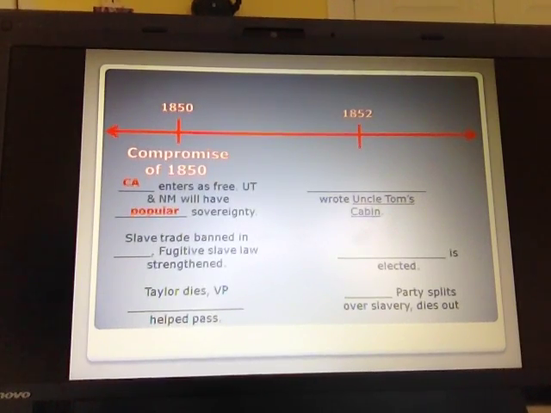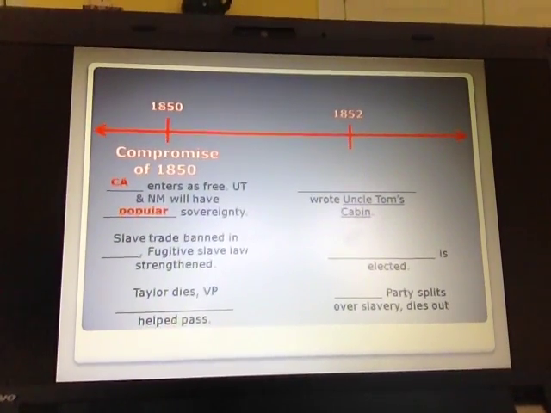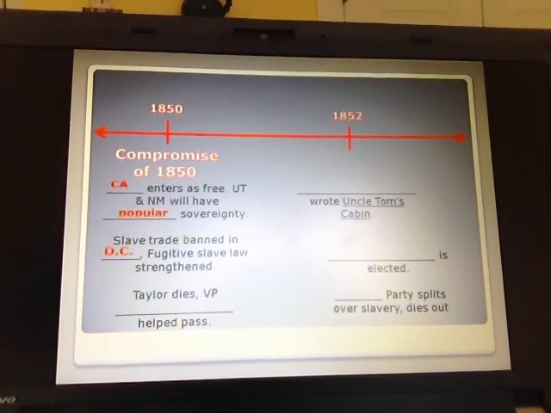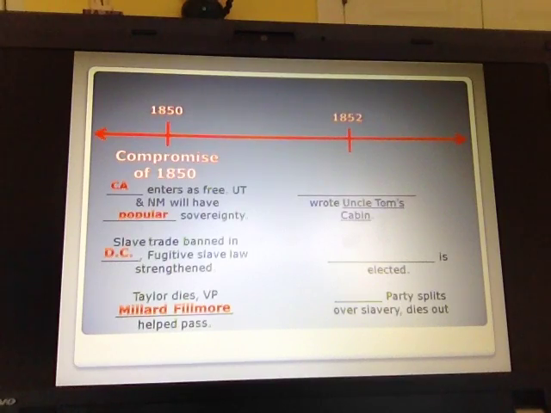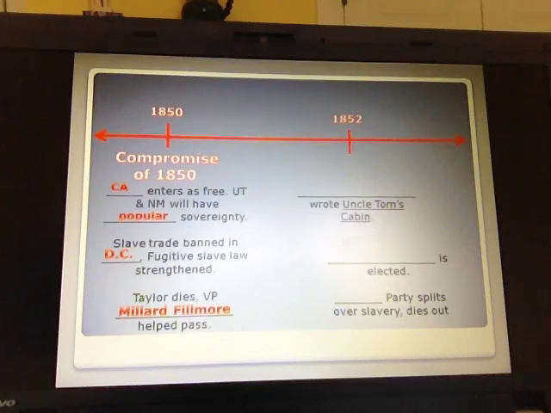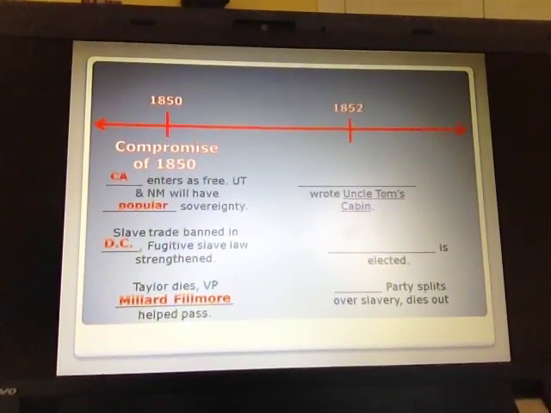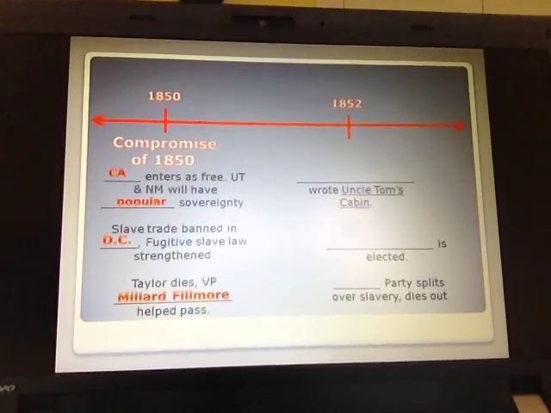Remember, it had other parts, too, that were sources of tension between the North and the South, including the slave trade was banned in D.C., the fugitive slave law was strengthened, President Zachary Taylor died. He was opposed to the compromise, but his Vice President Millard Fillmore helps pass it. Okay? Now, we're finally getting into new territory here, things we haven't talked about.